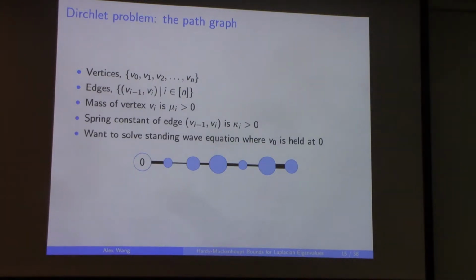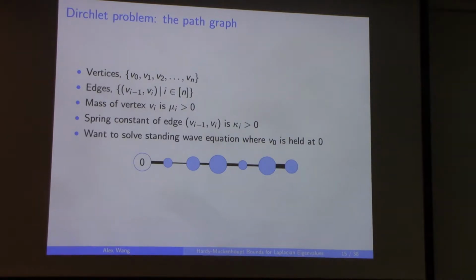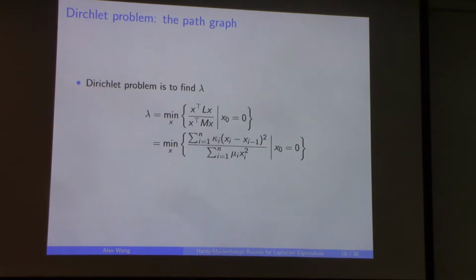So the motivation for the Dirichlet problem is to try to solve the standing wave equation, where I'm going to fix this zeroth vertex to the position 0. I'm going to stick my hand out, and I'm going to hold it at the value 0. So this is just some intuition. Formally, after you do the same exercise I showed you previously, you're going to find that this is how we define the Dirichlet eigenvalue. So it's going to look familiar.